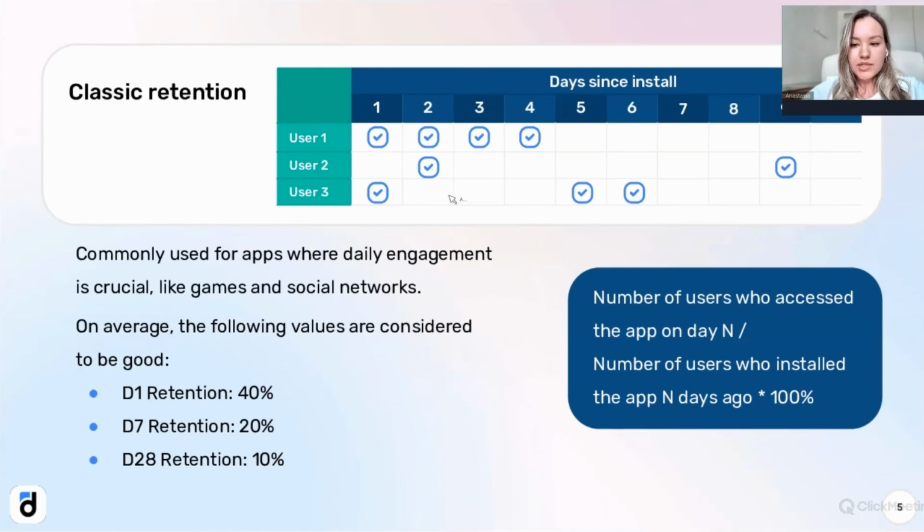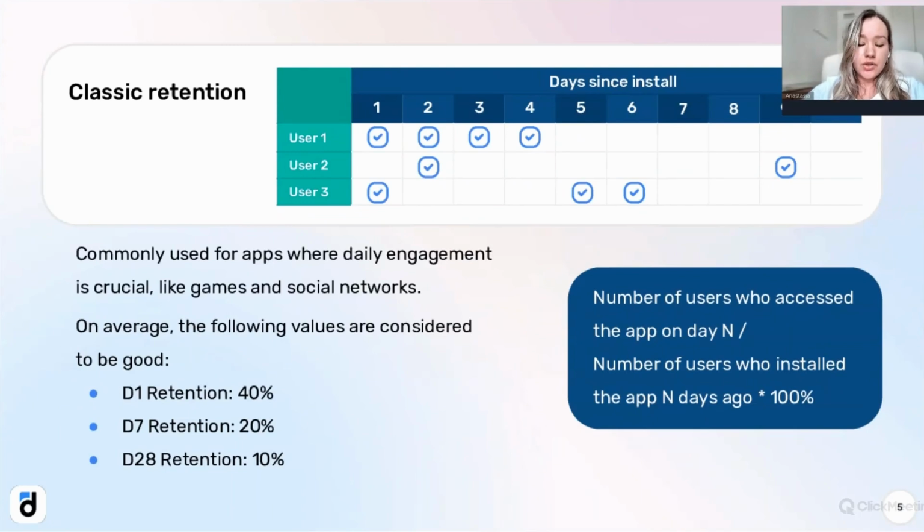In our example on the slide, we can calculate retention. For instance, on the second day, the retention will be 66% because 2 users from this cohort opened the app on the second day. And for the 8th day, the retention will be 0 as none of the users opened the app on that day. Classic retention is most commonly used for apps where daily engagement is crucial, like games and social networks.